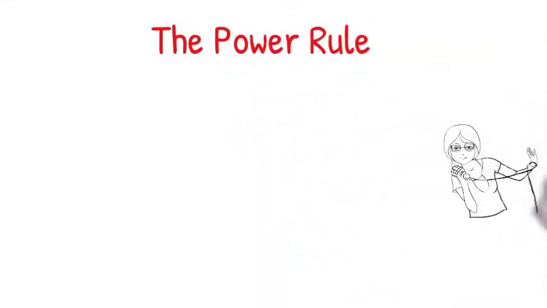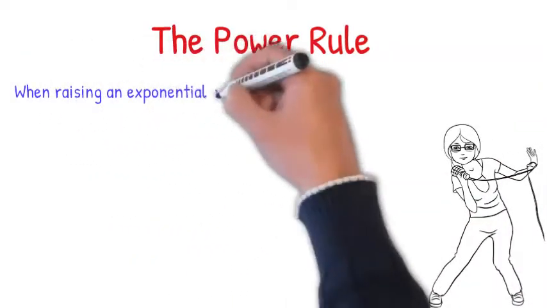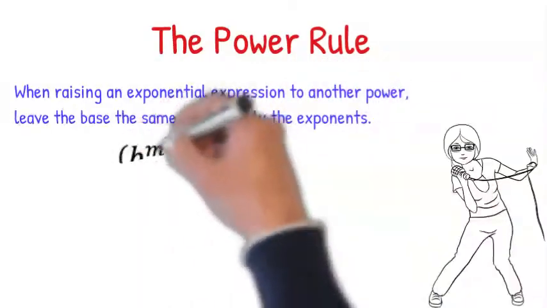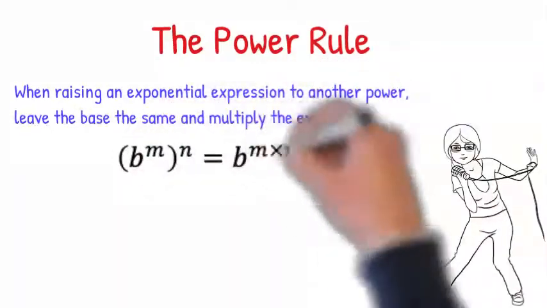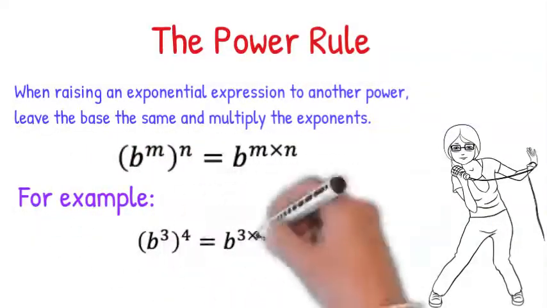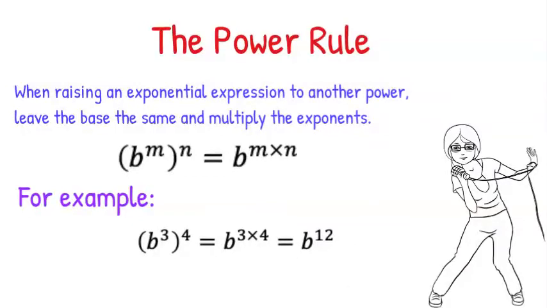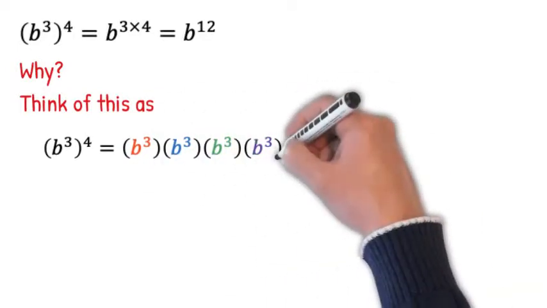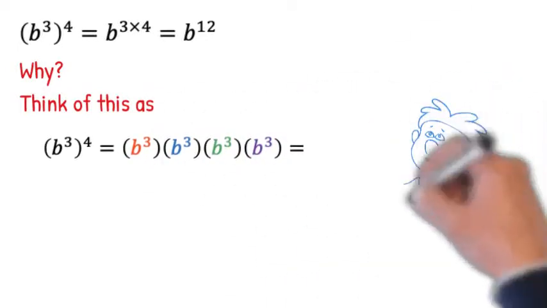The power rule. When raising an exponential expression to another power, we leave the base the same and multiply the exponents. b to the m to the n is equal to b to the m times n. For example, b to the 3 to the 4 is b to the 3 times 4, which is b to the 12. Why? Think of this as b to the 3rd to the 4th is equal to b to the 3 multiplied by itself 4 times.